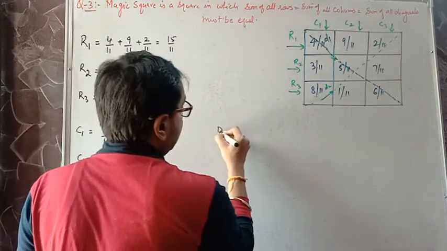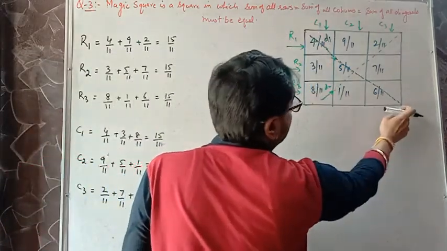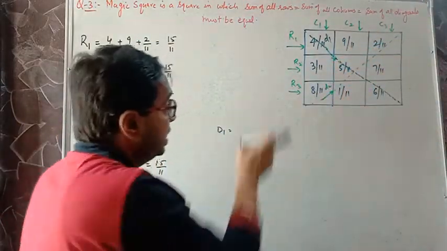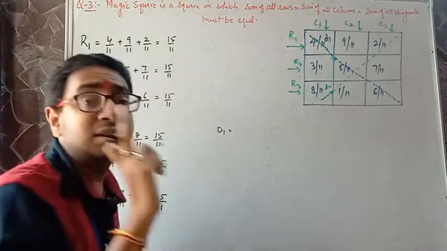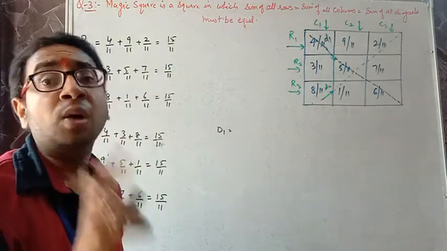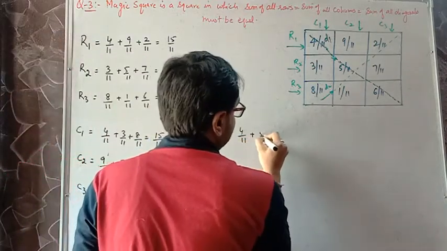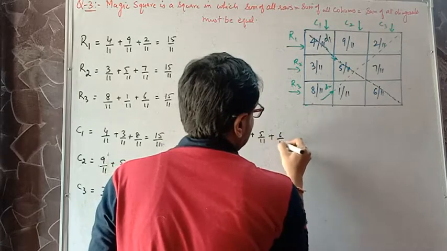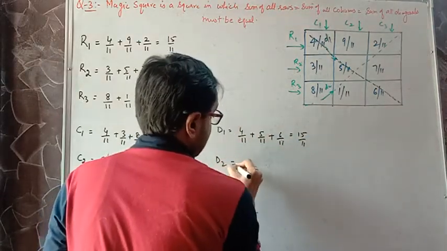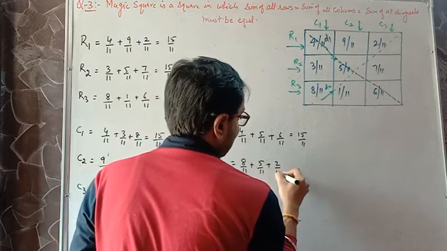Now diagonal 1. Diagonal means the longest, from one end to another end, diagonally. Diagonally means slant. That is why it is called diagonal. The diagonal is the longest side of the given square, the longest length. Clear? So diagonal 1: 4 by 11 plus 5 by 11 plus 6 by 11, that is again 15 by 11. D2: 8 by 11, 5 by 11, 2 by 11.